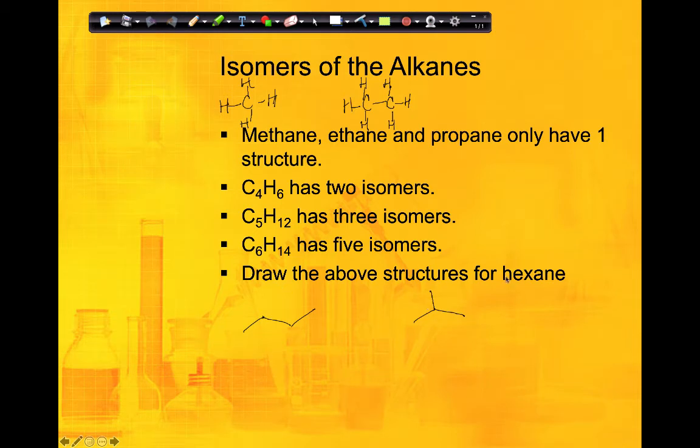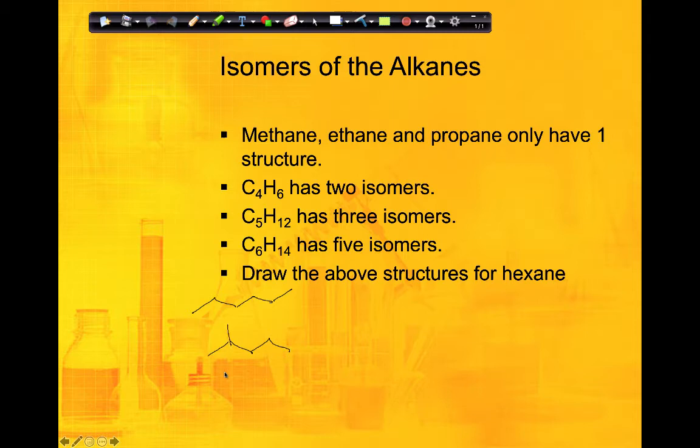Okay, so let's draw for hexane. You need to be very careful about this because a lot of people will draw what they think are isomers, but it ends up being the same thing. So the first one, let's go for the obvious. Draw the straight chain. 1, 2, 3, 4, 5, 6. Now take off one of the ends and then place it somewhere else. Where else can you place it? So 1, 2, 3, 4, 5. Well, I can place it here, right?